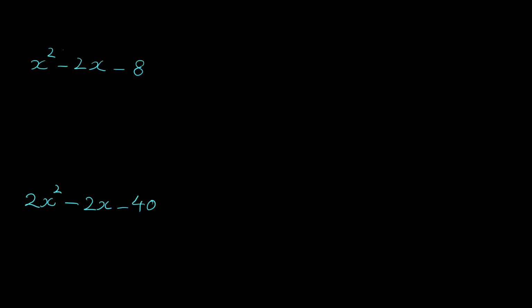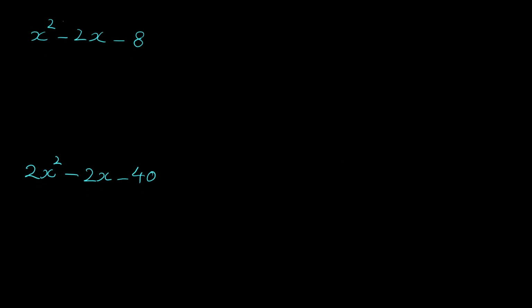Now look at these two examples. x to the 2 minus 2x minus 8 and 2x to the 2 minus 2x minus 40. In the first example, we are looking for two numbers that their product is negative 8 and their sum is negative 2. Because the product is negative, it means that one of the numbers that we are looking for should be negative, the other one is positive.